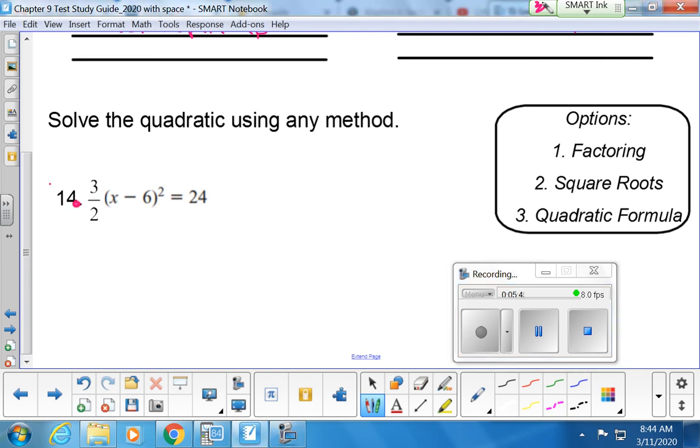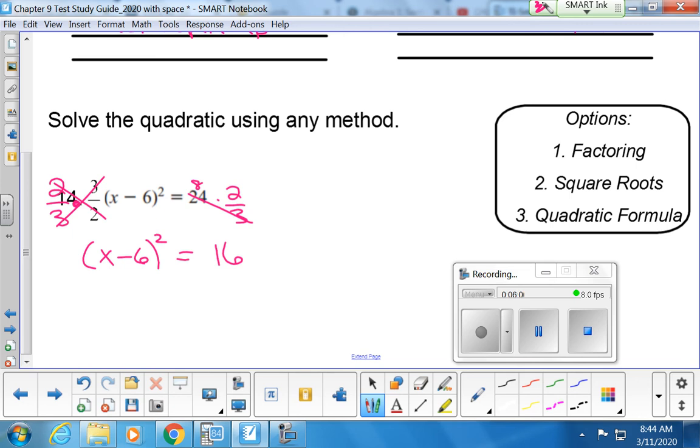Good. Multiply by 2/3. So multiply by the reciprocal, we'll cancel it. So let's figure out what 24 times 2/3 is. You can do it mentally. 24 divided by 3 is 8, and 8 times 2 is 16. I just did that mentally, but you can use the calculator. 24 times 2/3.